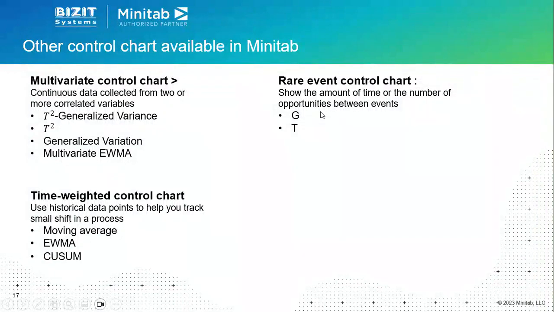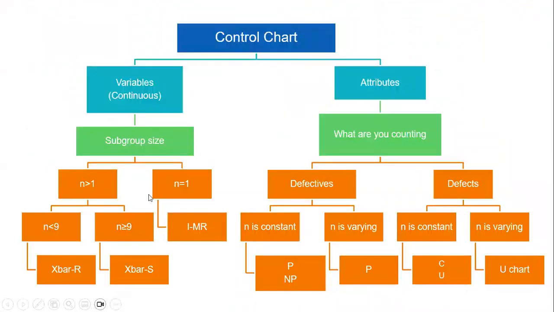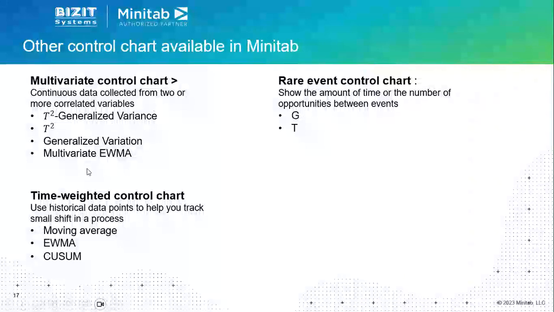Or maybe you can go for the rare event control chart, which shows the amount of time or the number of opportunities between events. Or maybe you want to see small shifts in the process, so you will use the time-weighted control chart, which we call CUSUM, or EWMA, or maybe the moving average chart. So not only these, Minitab also offers this type of control chart.